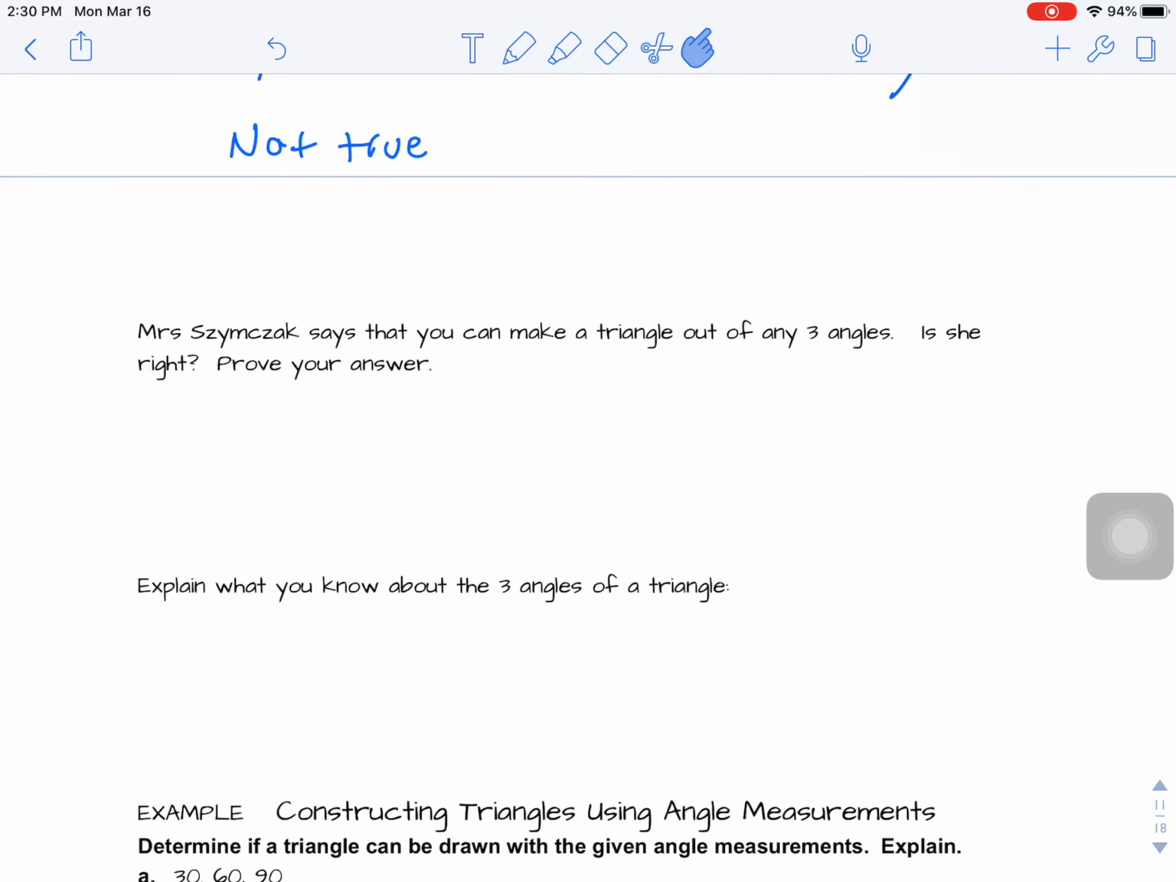All right, our next rule here is Mrs. Simzak says that you can make a triangle out of any 3 angles. Is she right? Well, let's take a look at that. If I drew a shape that looked like this, this does not form a triangle. The sides are not touching.